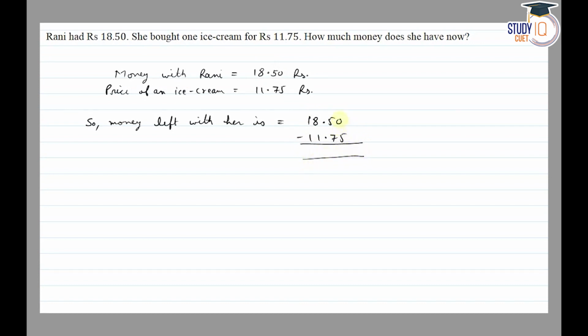So 0 में से 5 सब्ट्रैक्ट नहीं होगा, so यहाँ से हम 1 कैरी करेंगे. So 10 minus 5 is equal to 5. यहाँ 4 है, 4 minus 7, so यहाँ से हम कैरी कर लेंगे. So 14 minus 7 is equal to 7. यहाँ से हमने 1 बोरो किया तो यहाँ 7 बचा था. 7 minus 1 is equal to 6 and 1 minus 1 0. So हो जाएगा 6.75.